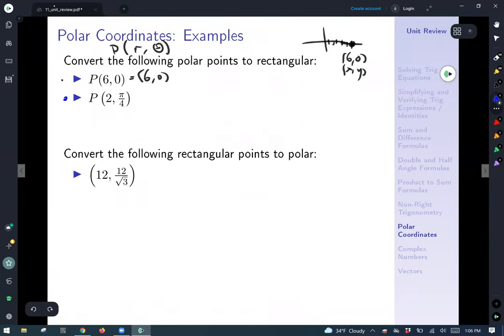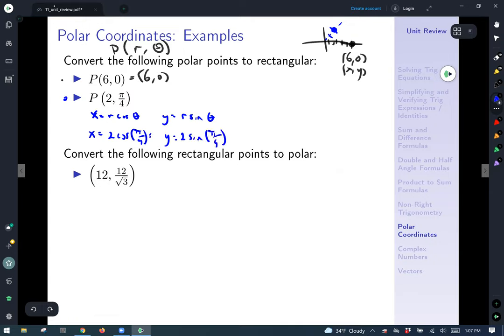In blue over here, we'll do P 2 comma pi over 4. Well, using this same grid here, pi over 4 is like this, and we'd go a distance of 2. That doesn't tell us anything about the x and y. So we'll have to use facts that we know. Well, when you convert from polar to rectangular, it really is just an application of x equals r cosine of theta and y equals r sine of theta. That kind of foundational fact about polar coordinates. Well, we have r and theta here, so it's a game of substitution. Our radius is 2, our angle is pi over 4. And y is equal to 2 sine of pi over 4.